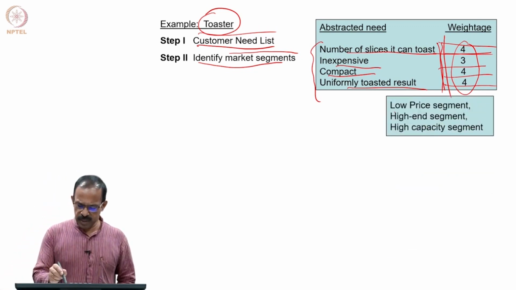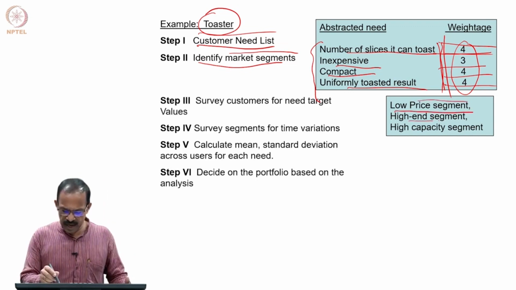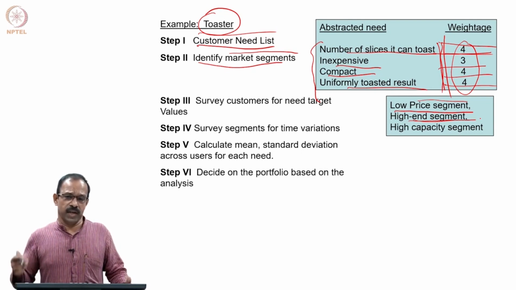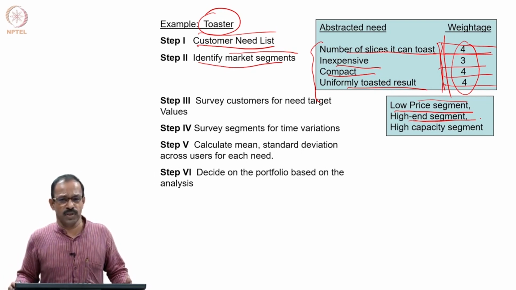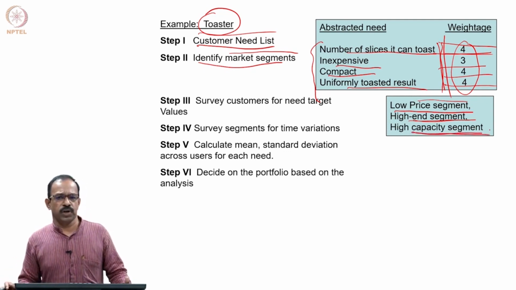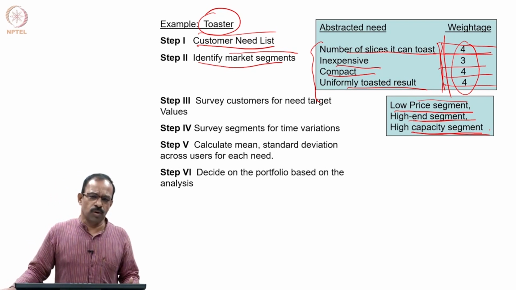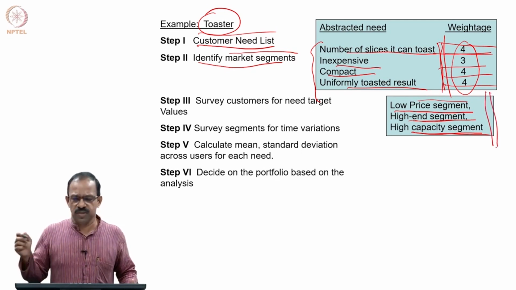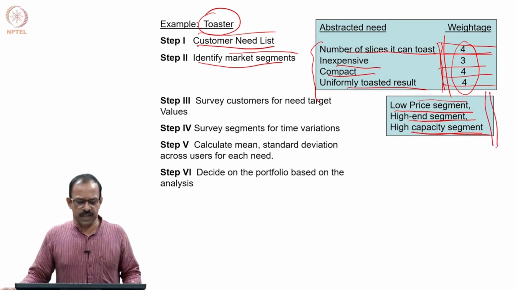First we call it a low price segment, and then the other one is the high end segment, those who are actually looking for a good quality product, they are ready to pay a high price for that, that is the high end segment, mainly the housewives and family people. And then there is the high capacity segment. High capacity segment is the restaurants and mess and hostels and places like that. So, we can actually identify there are 3 segments in this case.